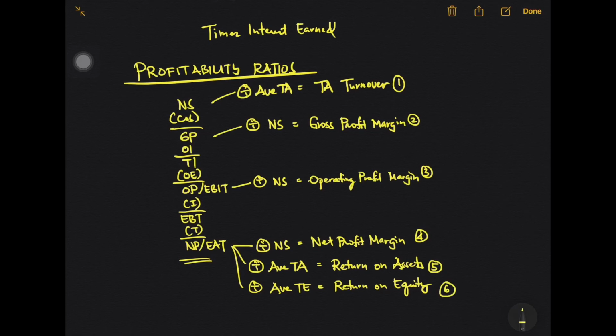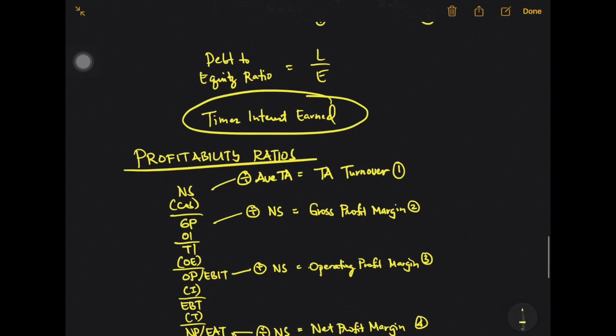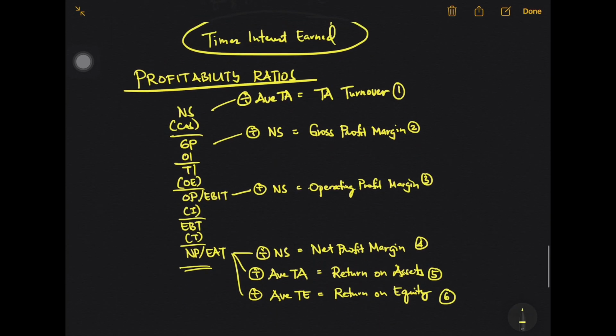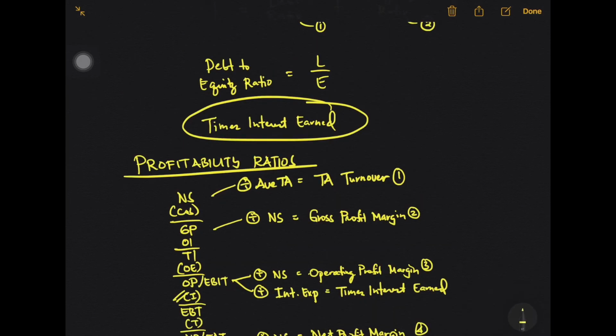And earlier I mentioned times interest earned. What's the formula of that? Get your EBIT and then divide it with the account under it. Divide this by your interest expense. Will give you times interest earned. And this is very self-explanatory. What it tells you is the number of times you can pay off your interest using your operating profit. Again, times interest earned is part of the solvency ratios.